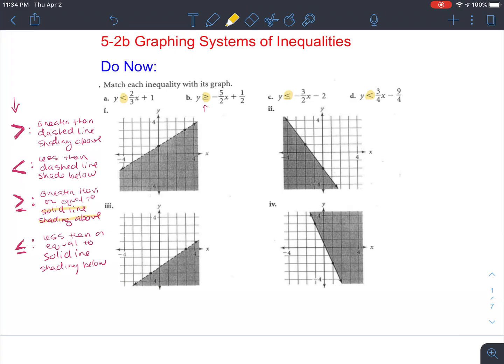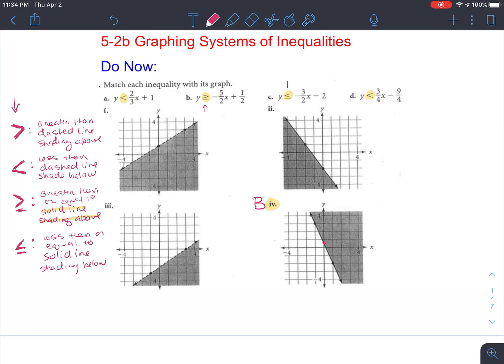Well, that's 2 and 4. And which of those two are shaded above? That would be graph number 4. So we are going to match B with graph number 4, just based off of the symbol alone. Now, if we looked at the y-intercept, about 1/2, that's good. It's a negative slope. Looks like it matches.